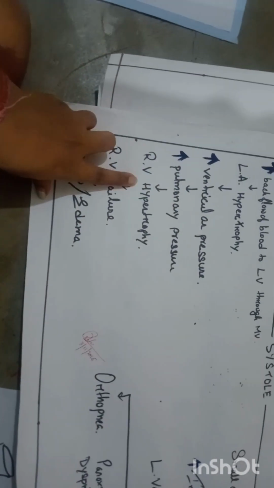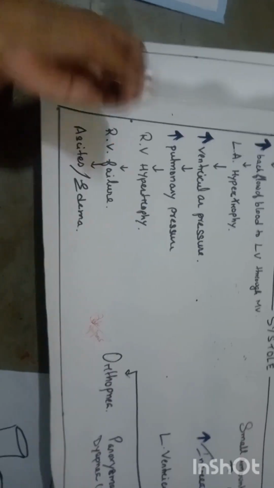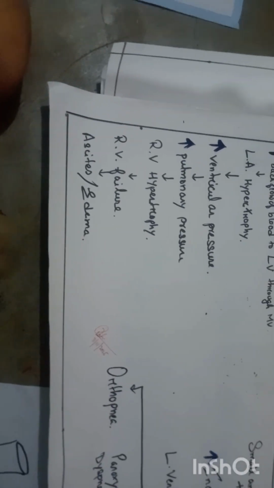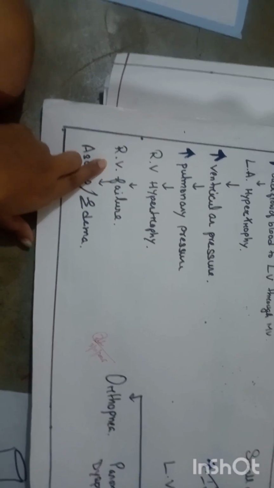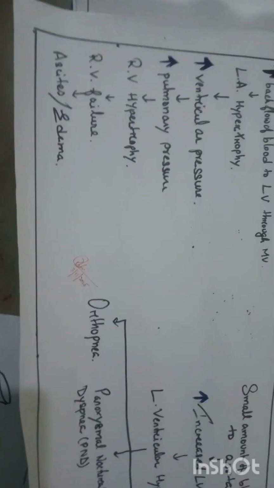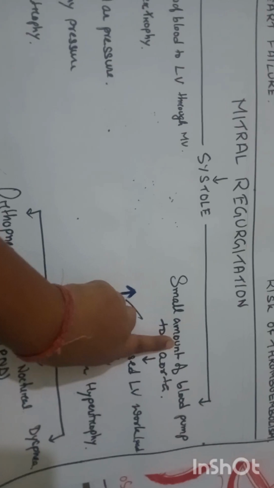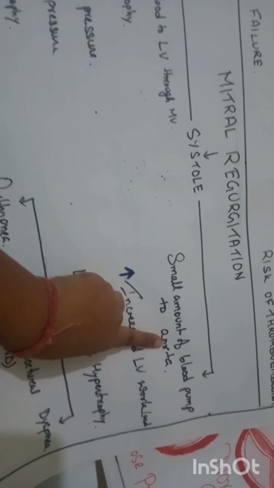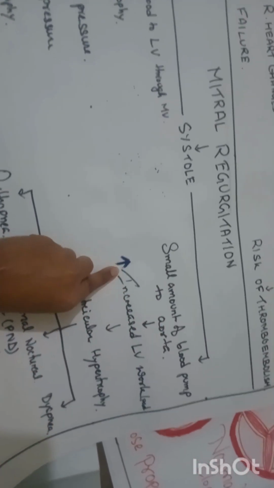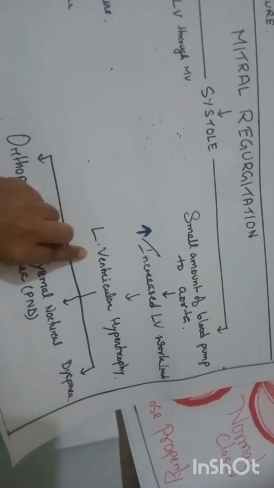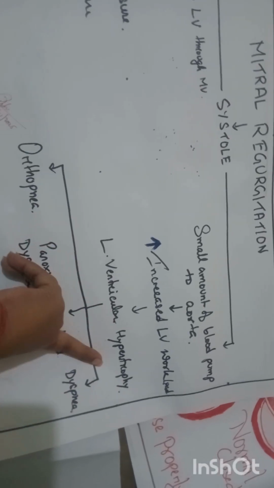As I told you earlier, because of that increase in pulmonary pressure, right ventricular hypertrophy can also be seen, because the right ventricle provides blood to the lungs through the pulmonary valve and pulmonary artery, and after that we can see right ventricular failure, and because of that failure we can see edema. And also, a small amount of blood is pumped to the aorta, so left ventricular workload will increase, and because of that we can see left ventricular hypertrophy.